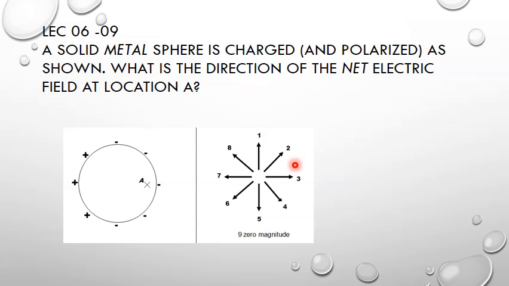Alright, let's try this one. Now we have a solid metal sphere that is charged and polarized as shown. What is the direction of the net electric field at location A? Again, pause the podcast, determine your answer, and then after you've got an answer, come back to the podcast and we'll step you through the procedure of finding out what the answer is.